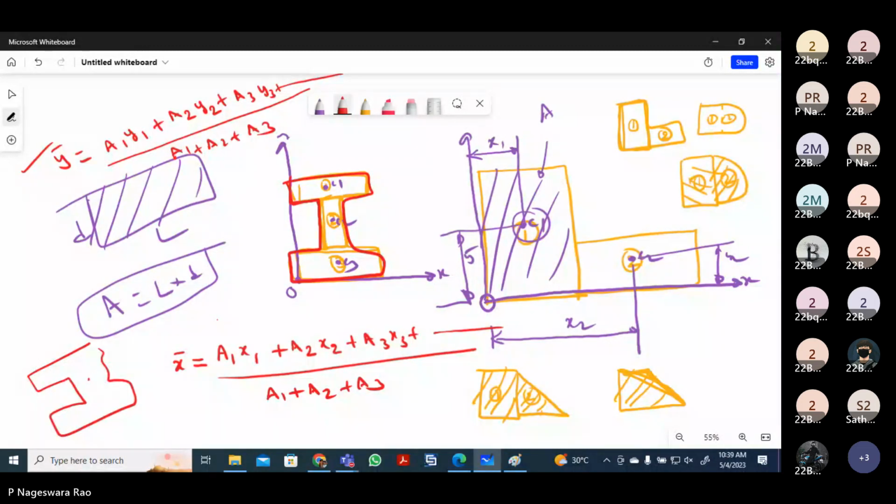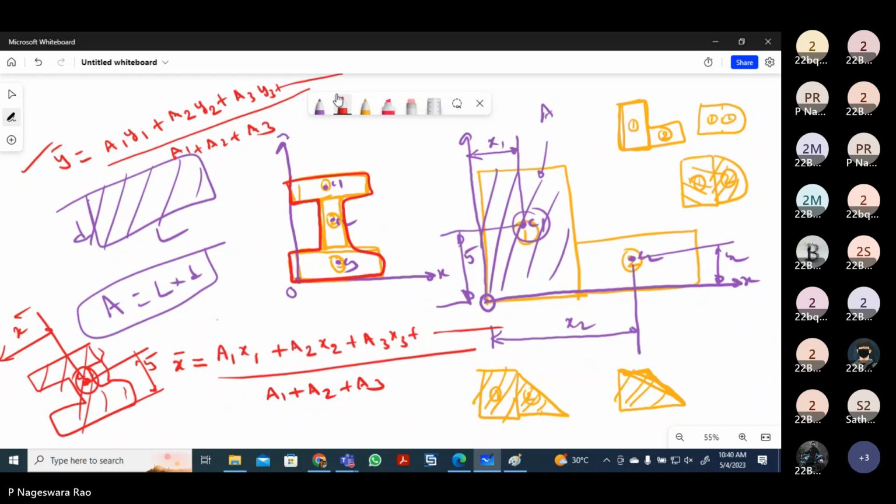The centroid will be somewhere here, the overall centroid. Its x distance is what we call x bar. Its y coordinate is what we call y bar. This is the entire shape centroid, the total I shape centroid. What is the meaning of x bar and y bar?